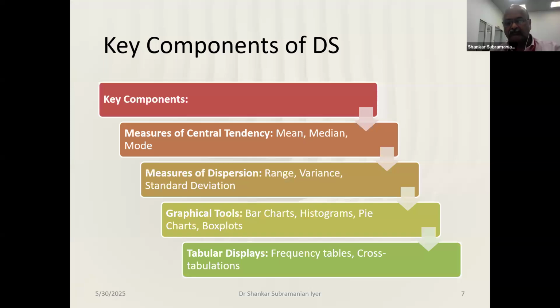So what are the key components? Basically looking at the trends or the patterns. Measures of central tendency, that is the mean, median, mode, are the major part of it. And of course, the measures of dispersion: how the data is dispersed, what's the variance, what is the range, how it's dispersed vis-a-vis the mean. That's standard deviation. And of course, the graphical tools like bar charts, histograms, pie charts, box plots, or scatter charts, as we call them, to check out the outliers. And the tabular displays, the frequency tables, the cross tabulations. So this is all part of descriptive statistics.